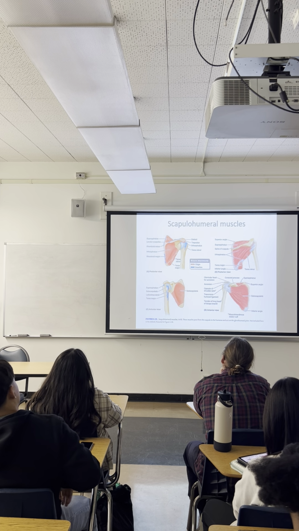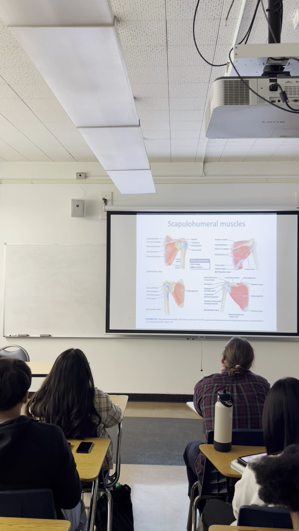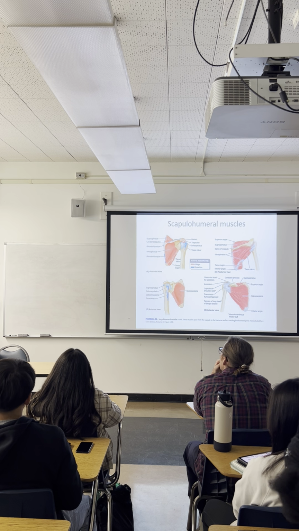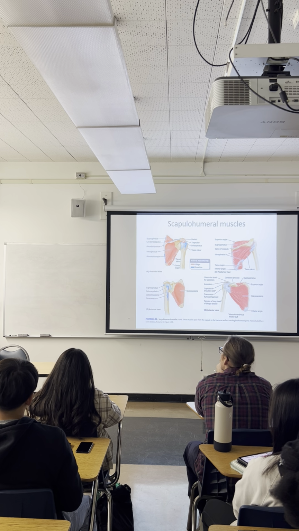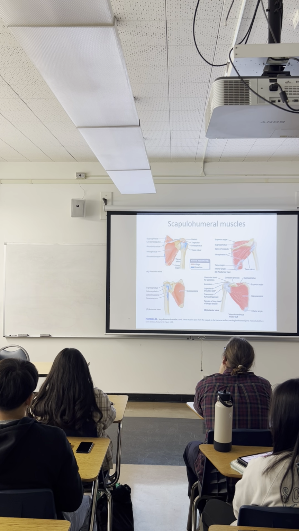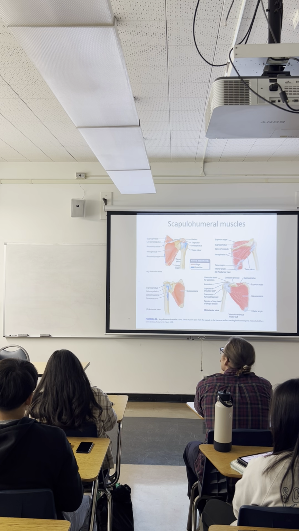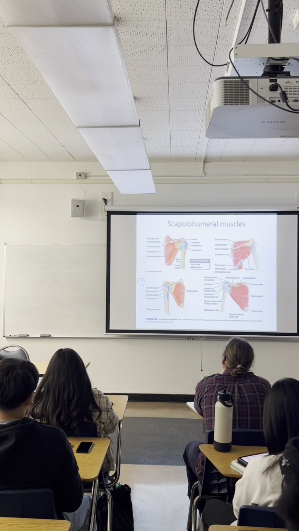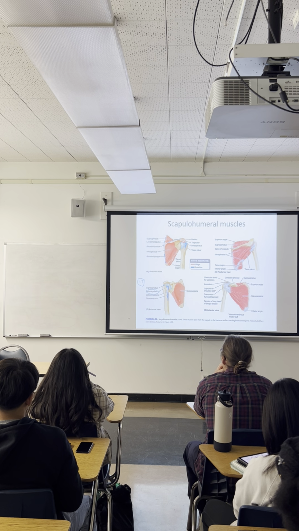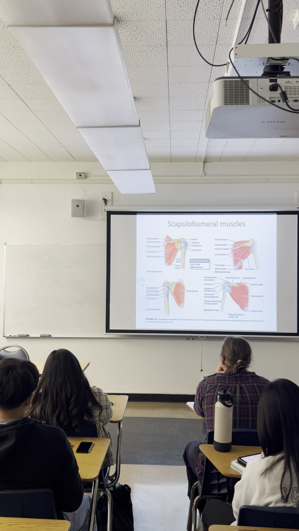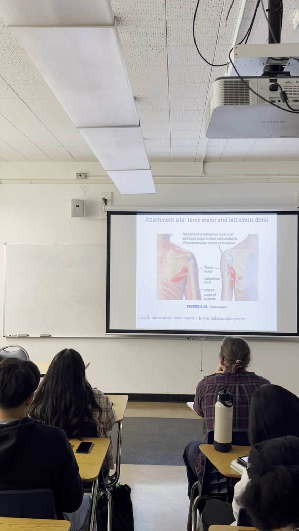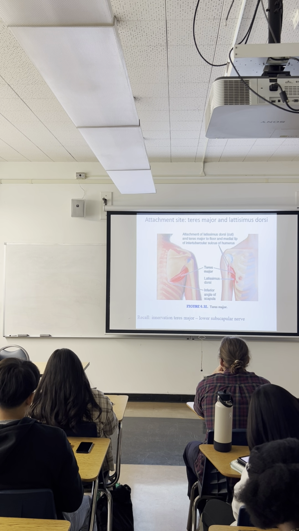What nerve innervates teres major? Lower subscap. Does lower subscap innervate anything else? Subscap. Okay, cool. You guys got that. What's the only rotator cuff muscle that attaches to the lesser tubercle? Subscapularis. So that means all the other rotator cuff muscles attach to the greater tubercle. Here's teres major, so kind of like the lat, right?